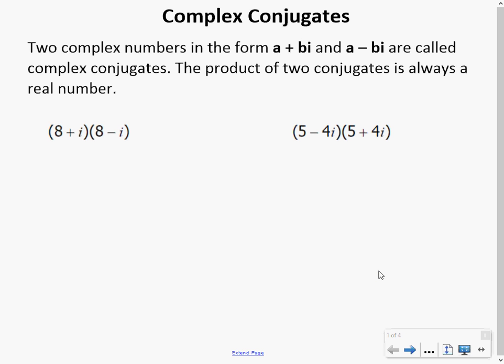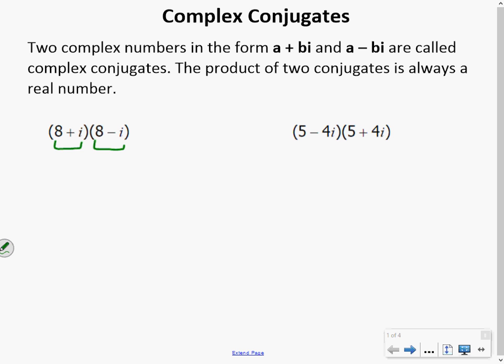Hi everybody, this is going to be another Unit 4 video, and we're going to talk about dividing complex numbers. But before we do that, I want to talk about conjugates. Now, the two examples you see here are examples of complex conjugates. Okay, 8 plus i times 8 minus i. Now, these conjugates, when multiplied together, result in a real number. And this is going to be really helpful for when we're dividing here in just a minute.